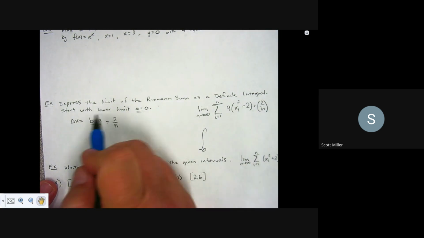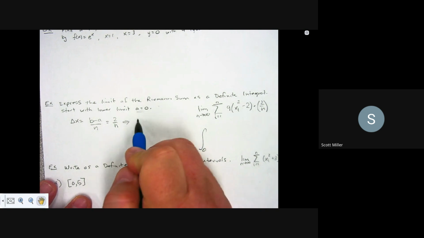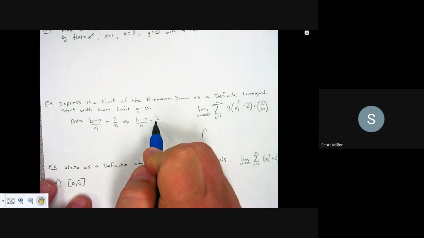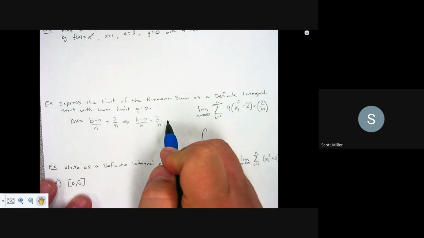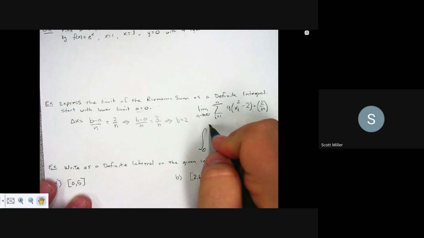So from this expression right here, knowing that a is 0, I now can write this as b minus 0 over n equals 2n over n. And so then that tells me that b must be equal to 2. So we're going from 0 to 2.